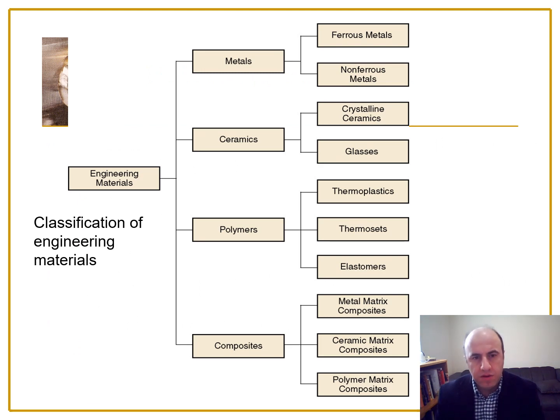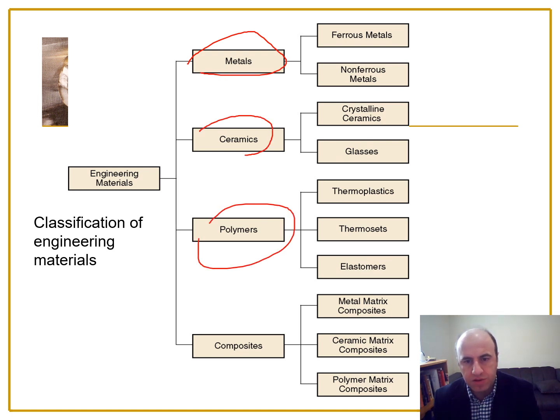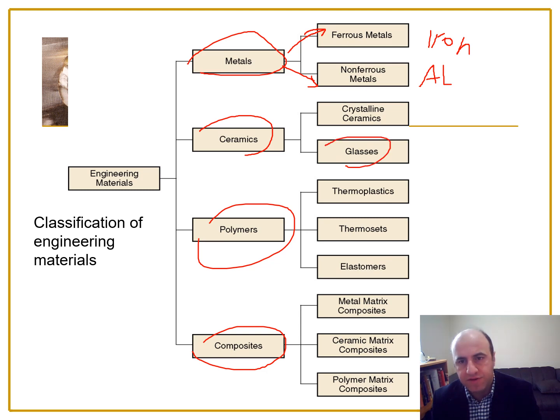This is a classification of all engineering materials we have. For example, we have metal, as I said before, ceramic, polymers, and composite, and each one is subdivided into other materials, like ferrous metals. It can be iron, non-ferrous material, so aluminum, Al, and then we have crystalline ceramics, and then we have glasses under this category, ceramic.